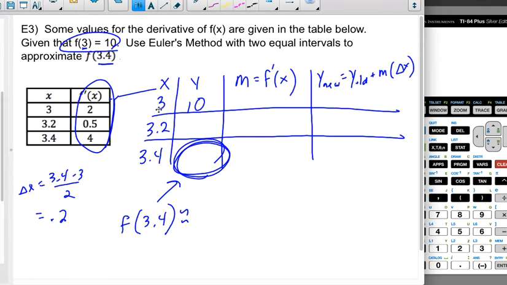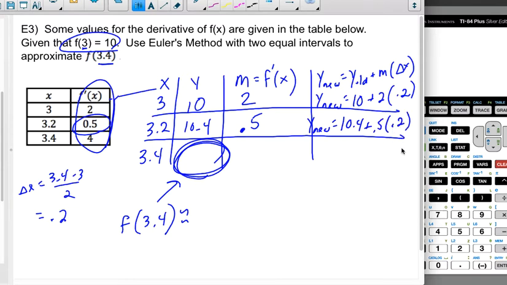So the slope at x is 3 would be f prime of 3, or 2. So my new y value is going to be the old y value, 10, plus a 2 times a 0.2. Well, that's a 0.4, so I think I get 10.4. My slope at the second spot at 3.2 is 0.5, right? And then my new y is going to be the old y, 10.4, plus a 0.5 times that 0.2. Well, half of a 0.2 is a 0.1, so I get 10.4 plus 0.1, which is 10.5.